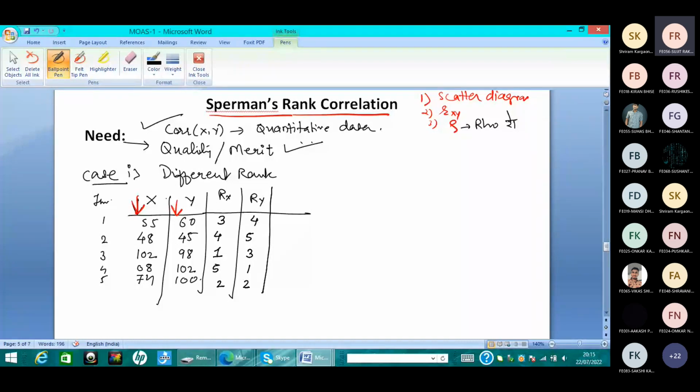Okay, so in that case, you use the formula, you find out the difference in the ranks, Rx minus Ry. So then you find the difference. So minus 1, this is minus 1 again, this is minus 2, this is 4, and this is 0. Then you find the square of the difference. Okay, so 1, 1, 4, 16, 0.